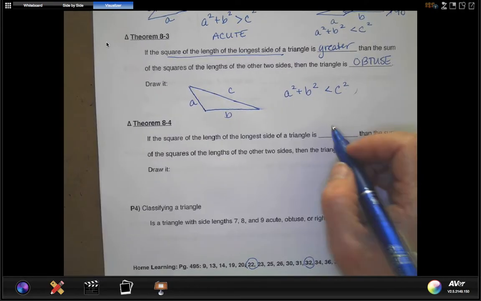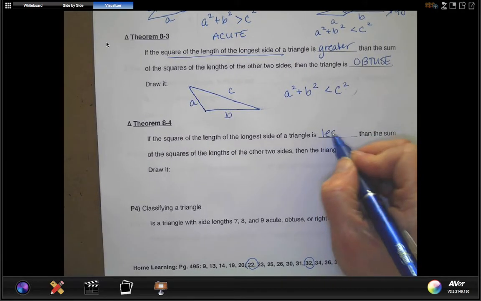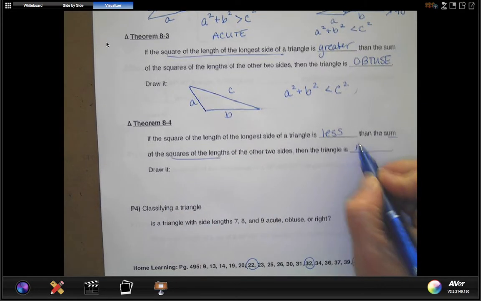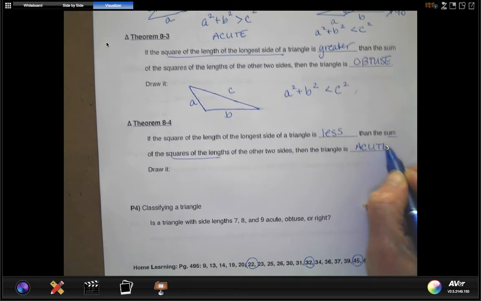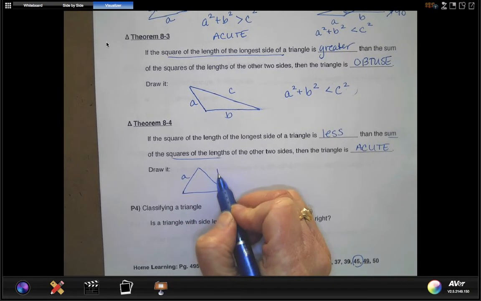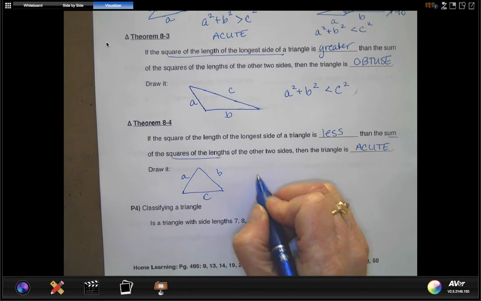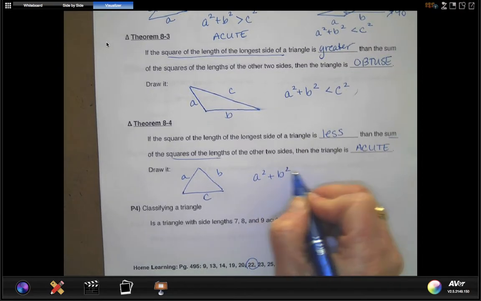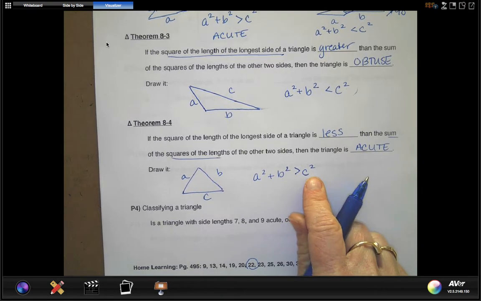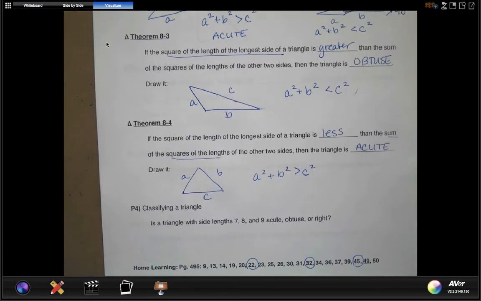If the square of the longest side of the triangle is less than the sum of the squares of the lengths of the other two sides, then the triangle is acute. So if A squared plus B squared, so if the C squared side is less than those two, then it's acute.